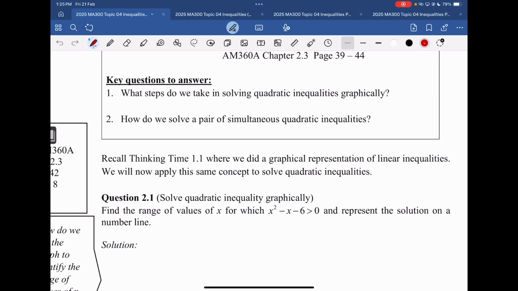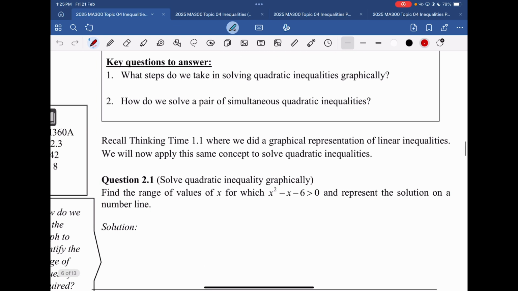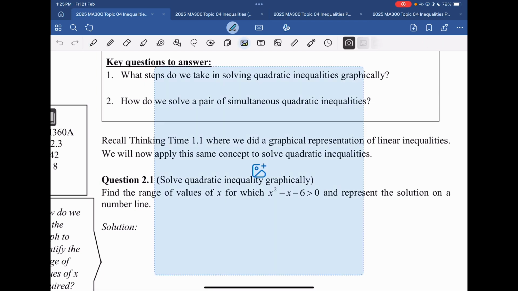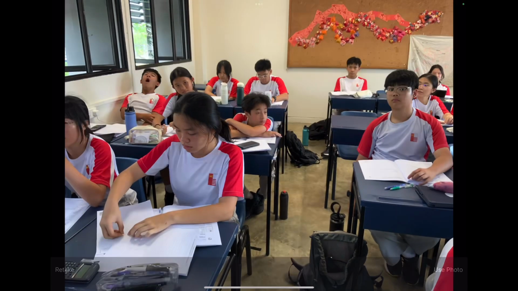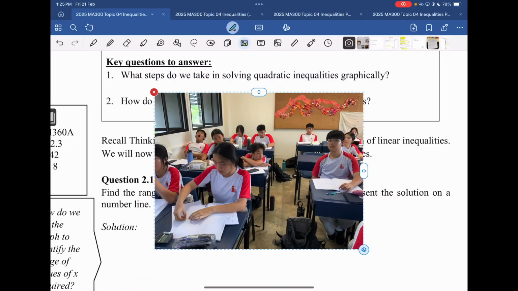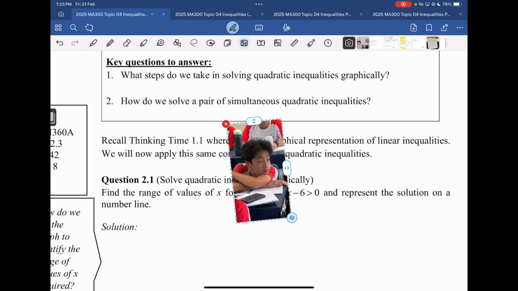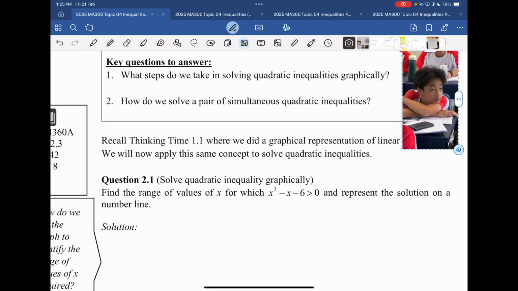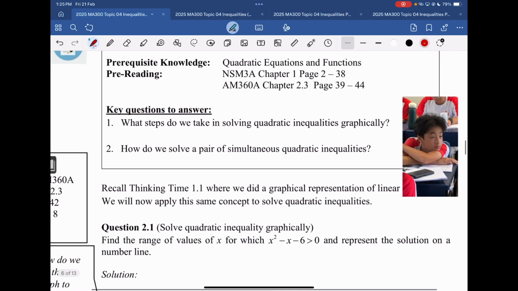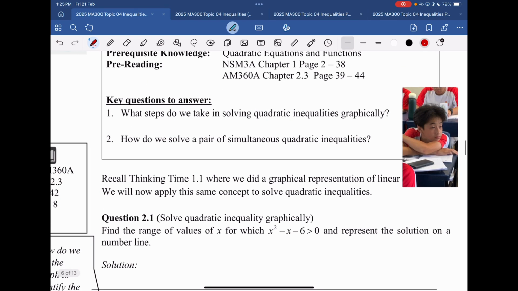I just say again, in case you didn't pay attention just now. If I manage to take a photo of you sleeping, Jalen? Oh, Jalen, I caught already.